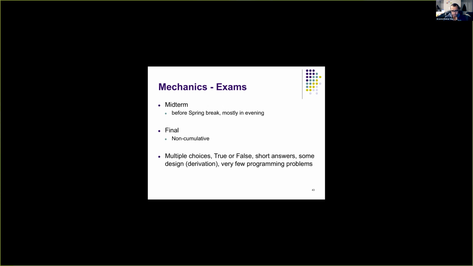And these exams are mostly multiple choice questions, true or false questions, and there'll be short answers. There'll be some design questions, but not very verbose questions. Most of them will be very objective, and there'll be no ambiguity in the answers.